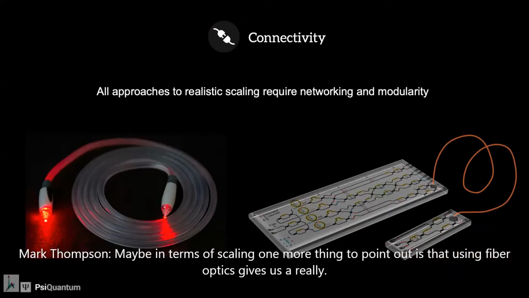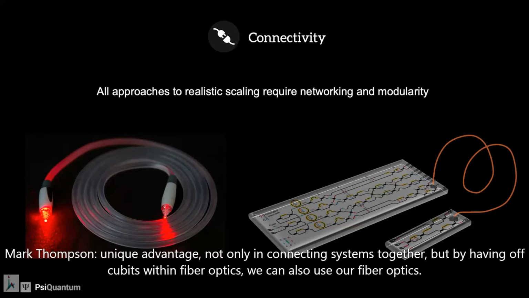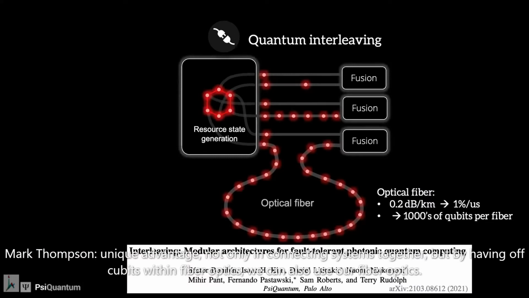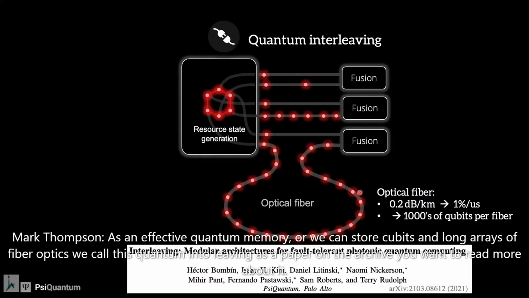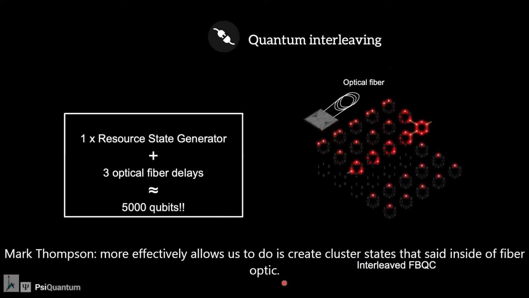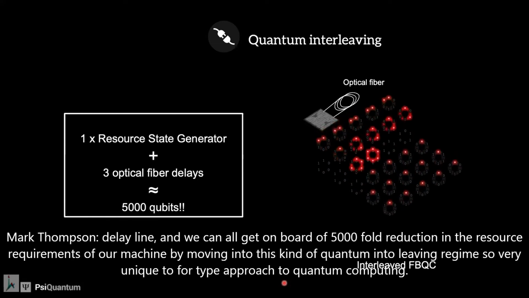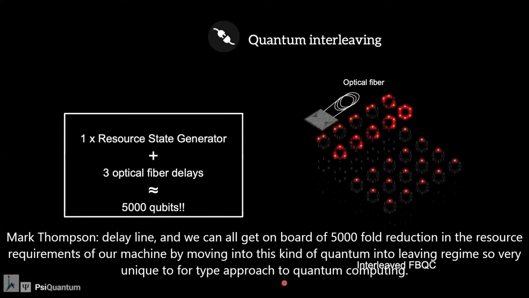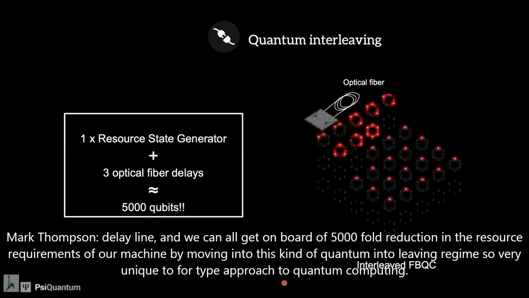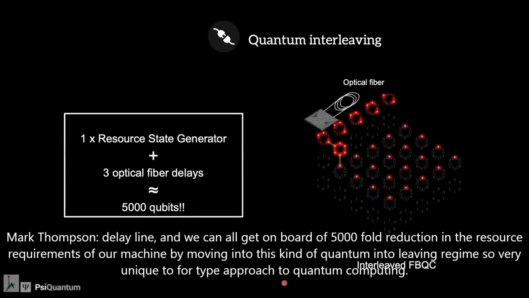Maybe in terms of scaling, one more thing to point out is that using fiber optics gives us a really unique advantage, not only in connecting systems together, but by having our qubits within fiber optics, we can also use our fiber optics as an effective quantum memory where we can store qubits in long arrays of fiber optics. We call this quantum interleaving. There's a paper on the arXiv if you want to read more about it. But what it effectively allows us to do is create cluster states that sit inside a fiber optic delay line, and we can get of order 5,000-fold reduction in the resource requirements of our machine by moving into this kind of quantum interleaving regime. So very unique to a photonic approach to quantum computing.